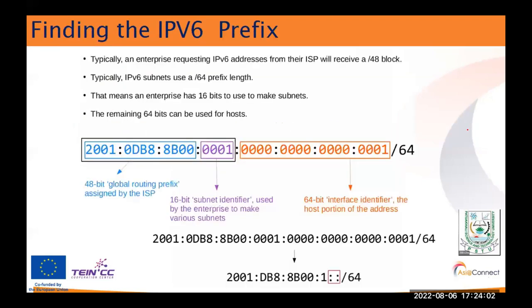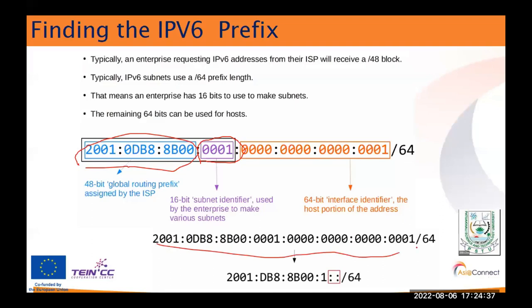Okay. And finding the IPv6 prefix, net ID or host ID, basically it is fixed. Typically an enterprise requesting an IPv6 address from their ISP will receive a /48 block, because typically an IPv6 subnet uses a 64-bit prefix length. 48 bits are fixed for the global routing prefix assigned by the ISP, and the remaining 16 bits are used for the subnet identifier, used by the interface to make various subnets.